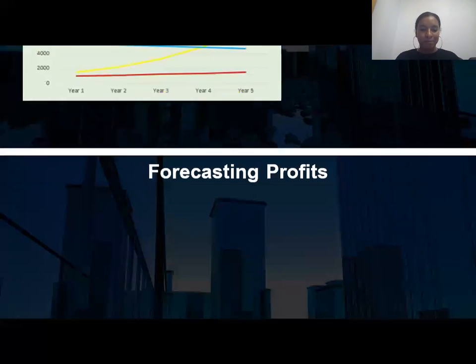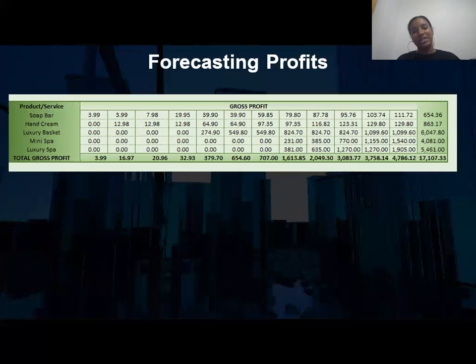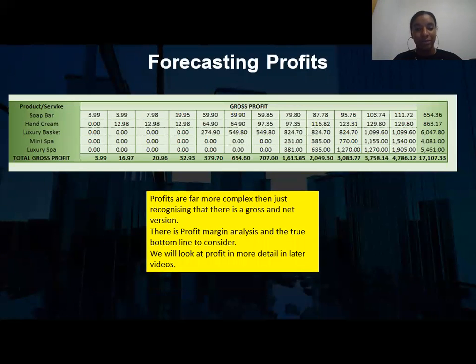Forecasting for profits. Now, as I told you in the previous video, I only added this gross profit forecast element into the sales forecast analysis tool because it's been requested. It's not common to have it in there. I understand why it's been asked for, but there is really so much more we need to talk about when we're discussing profits. They're very complex.